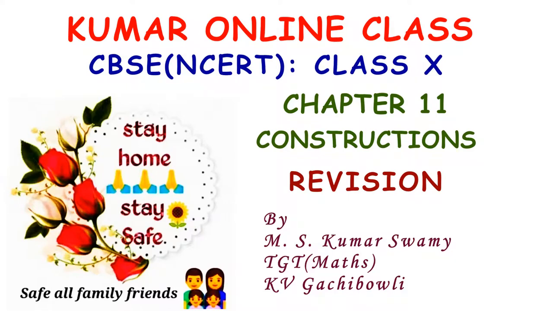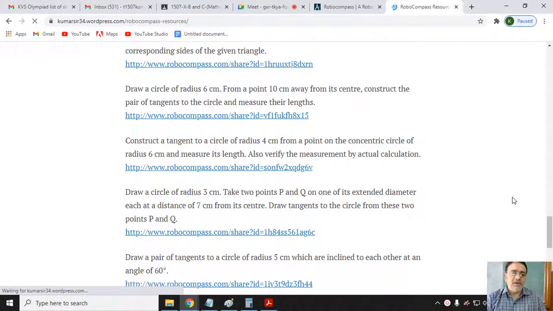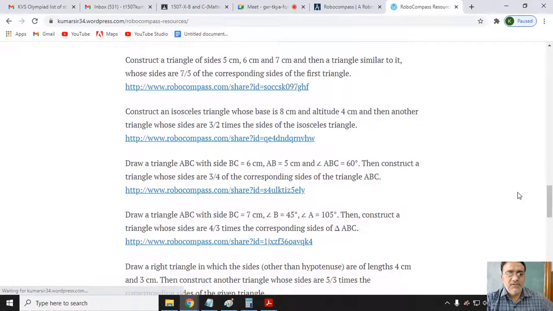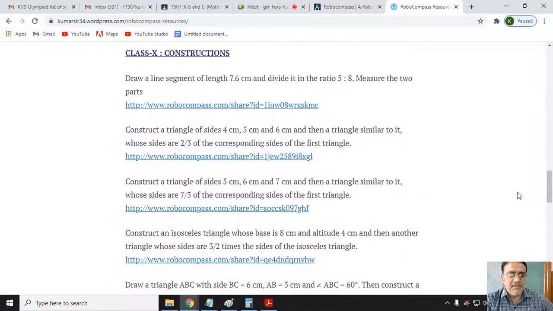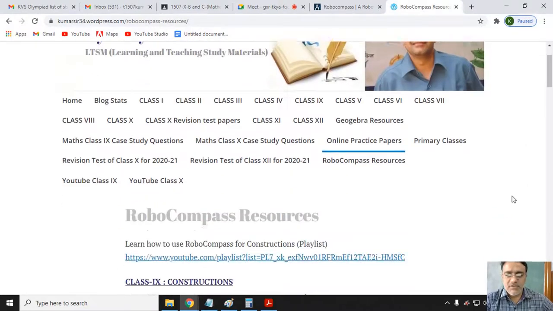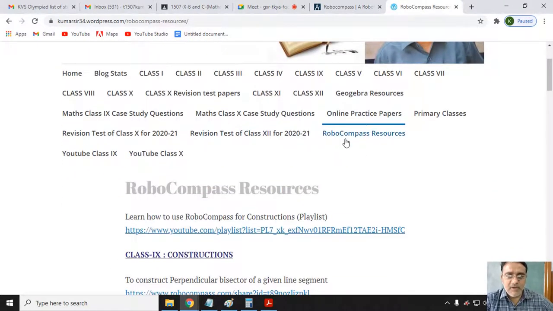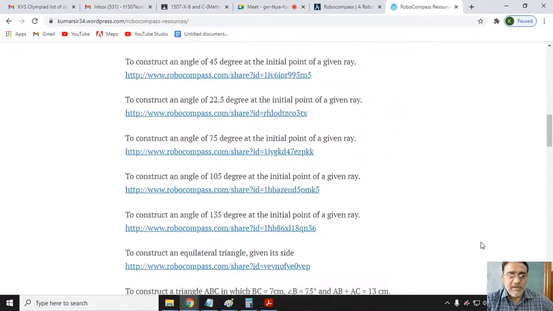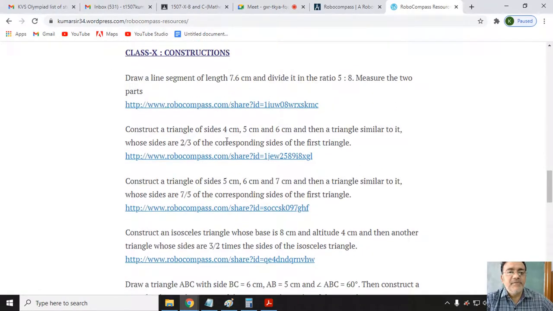Today we are going to start revision of chapter number 11, construction. Only few constructions are there. So एक बार यहाँ पे देख लो, this is the resource available in my website RoboCompass resources. पूरा 9th 10th का resources है. So class 10th का first exercise से केवल एक ही construction करना है, that is the division of line segment.